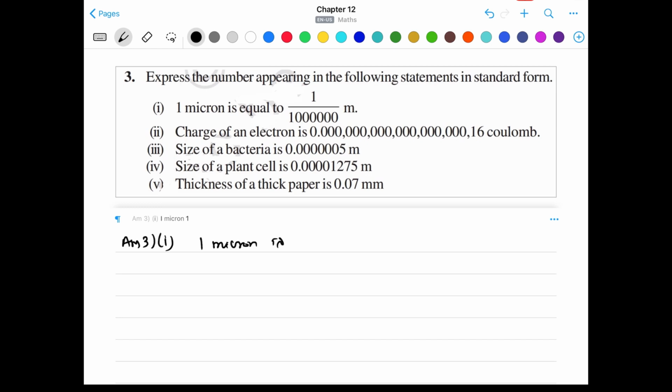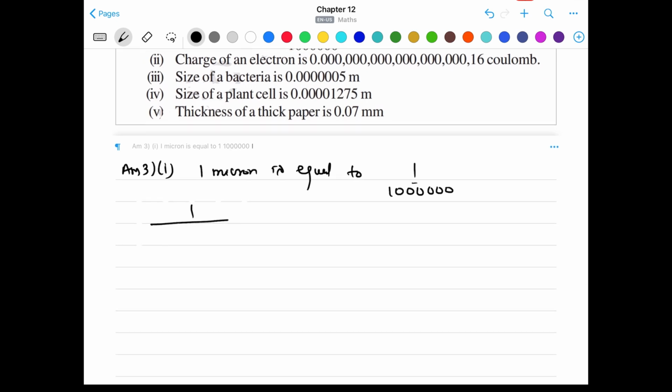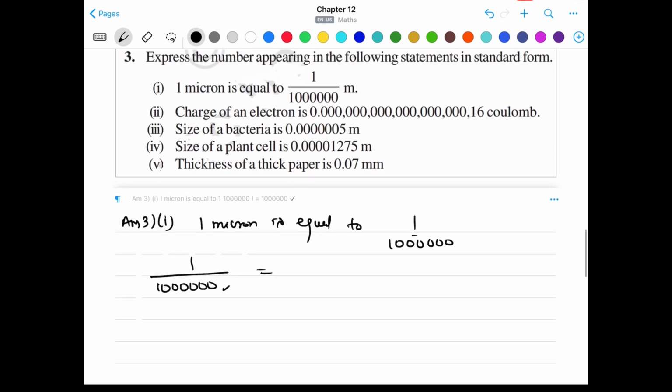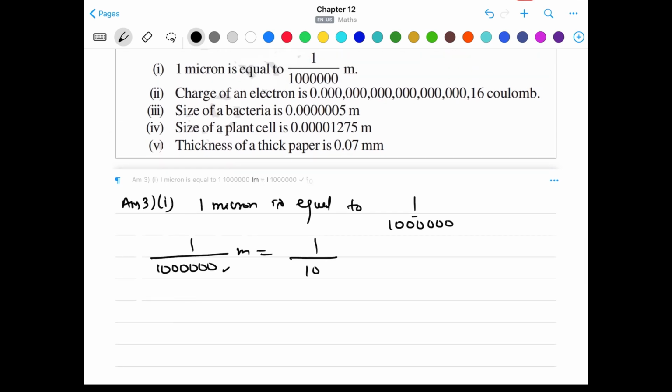We have 1 micron is equal to 1 by 1000000. We have 6 zeros here, that is 1 divided by 6 times 0: 1, 2, 3, 4, 5, and 6. We can write this number as 1 divided by 10 raised to power 6. As we have 6 zeros, we can directly write this as 1 divided by 10 raised to power 6. When you shift this number to the numerator, it will be 10 raised to power minus 6. That's the number in the standard form. You can write it as 1 into 10 raised to power minus 6, or you can directly just write 10 raised to power minus 6.